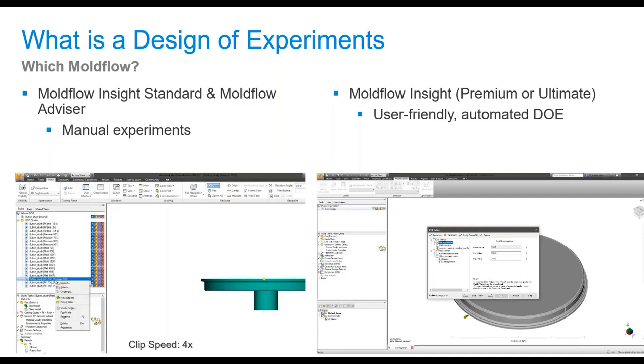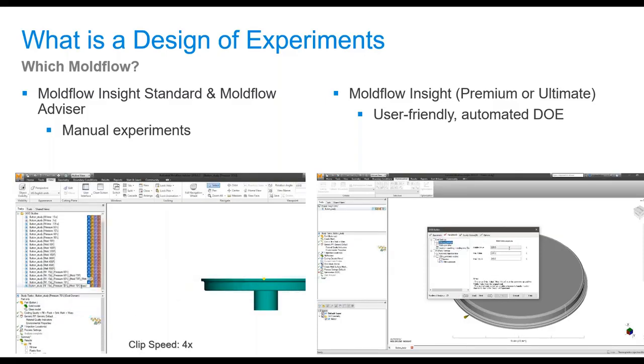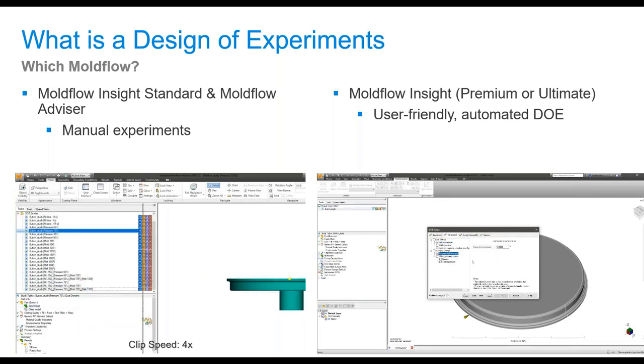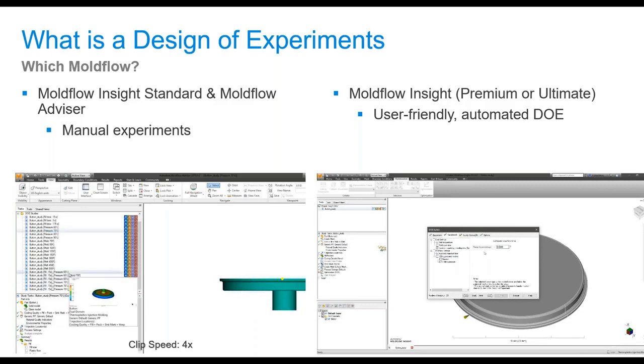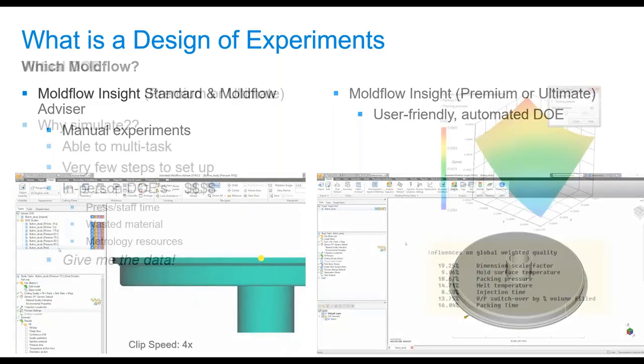The better option is to use Moldflow Insight Premium or Ultimate, which contains an automated DOE builder, which guides the user through assigning factors and quality criteria. It then automatically creates each of those different studies, runs them simultaneously, and then presents the data in tables and visual result plots.